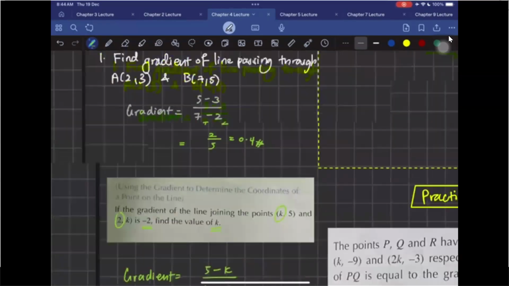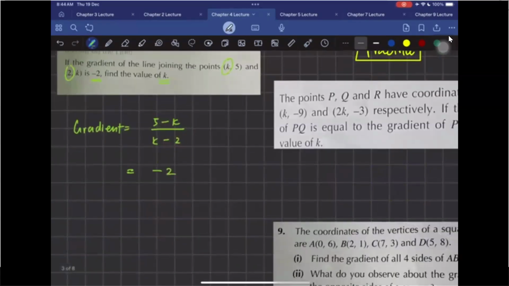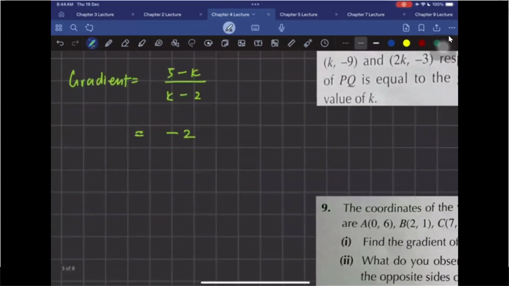Oh yeah, before I carry on, okay, no, I will teach after this. Okay, so once you have this ready, you just need to simplify the equation. 5 minus k is equal to -2 times k minus 2.